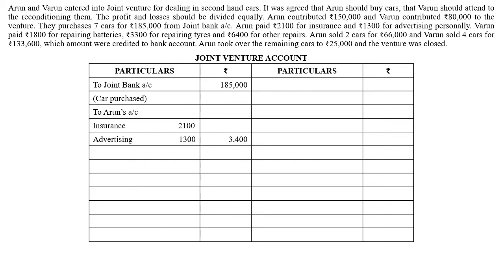Next one, Varun. So it is to Varun's account. So he had paid the repairing for battery. So battery repairs, repairing tires. So tire repairs, then other repairs. 1,800, 3,300, 6,400. It comes to 11,500.